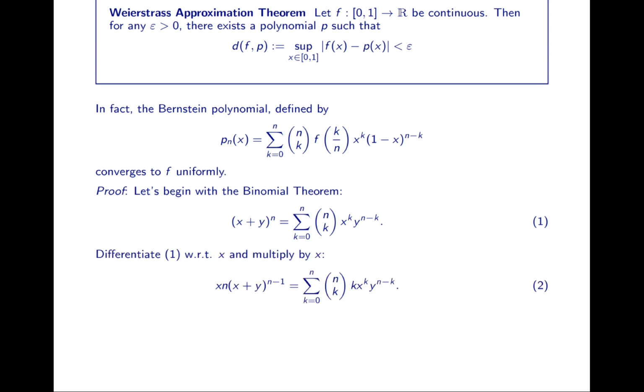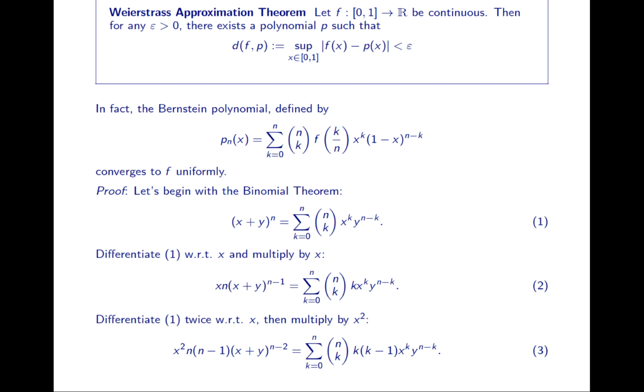Let's differentiate 1 with respect to x and then multiply by x. We would get that expression there labeled 2. And again, I would pause here and write that down. And if I differentiate 1 twice with respect to x and then multiply by x squared, I get the expression there labeled 3. So again, I would write down that expression and mark it.